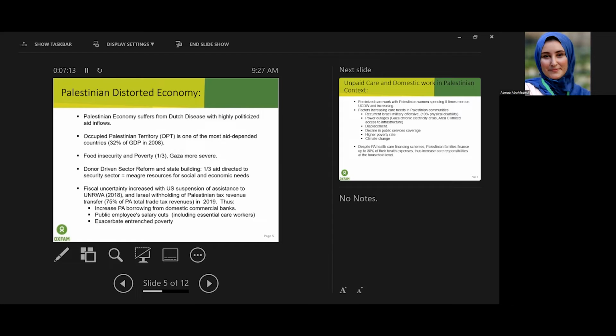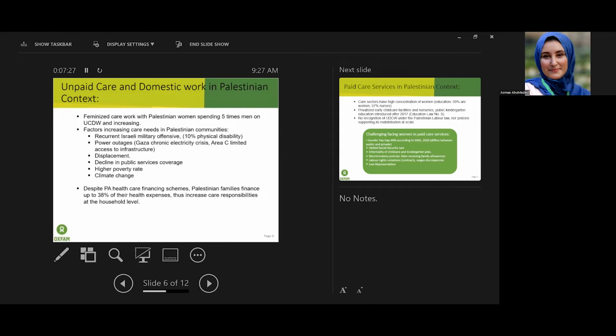Now, taking all this into consideration, and all this snapshot is prior to COVID, I will get more into the impact of the pandemic on these indicators. Now, the whole paper was looking and focusing on care work, both unpaid care and domestic work, but also underpaid care work in the Palestinian context.